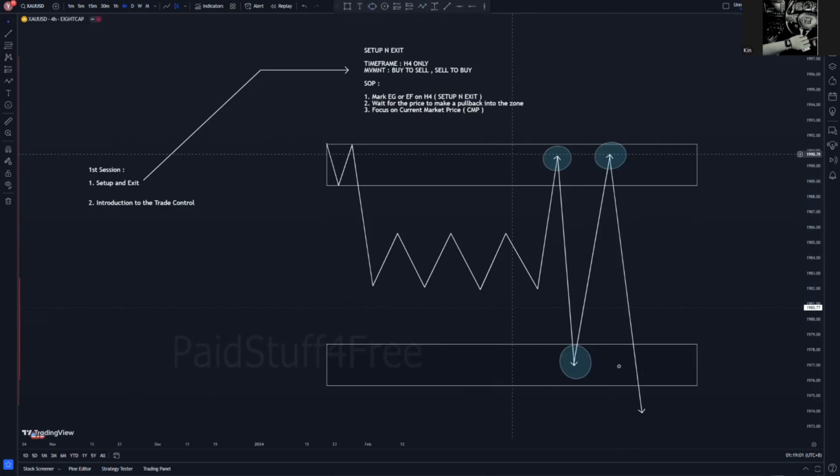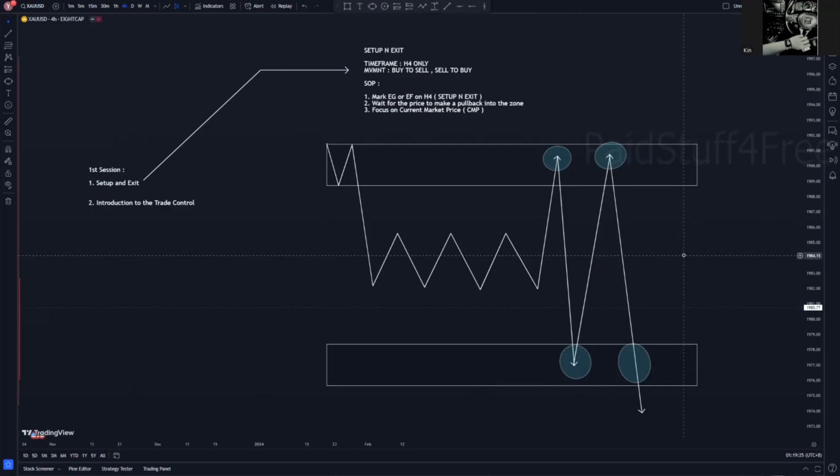There are two famous questions that most of my students ask me. The first one: can we use the same zone, the same ED or the same EF, over and over? Maybe more than 2 times, more than 3 times, more than 5 or 10 times. The answer is yes, as long as that zone is still valid.